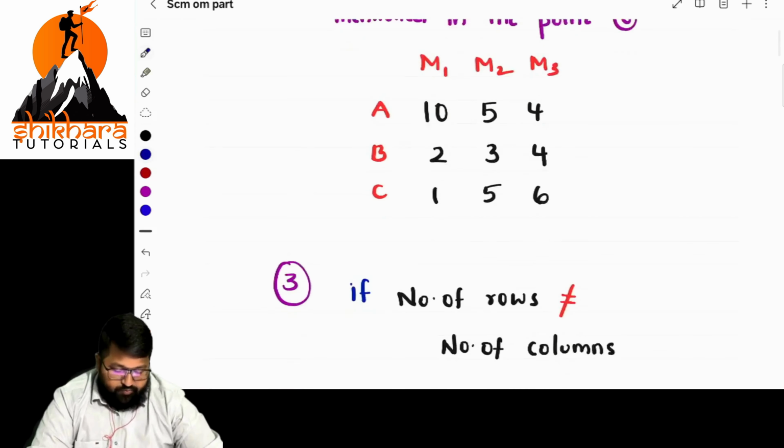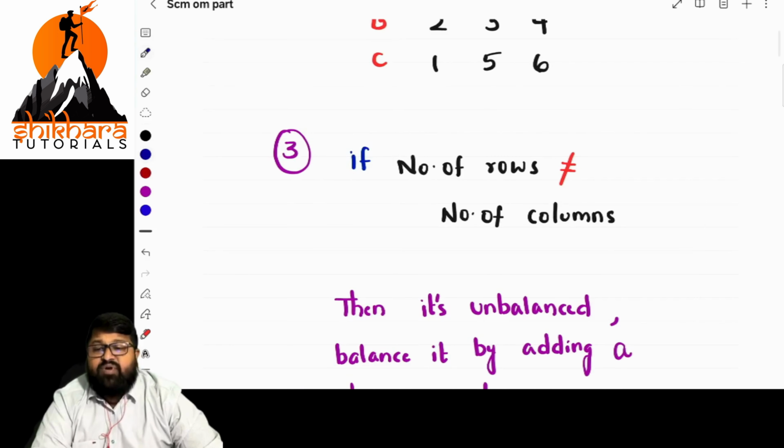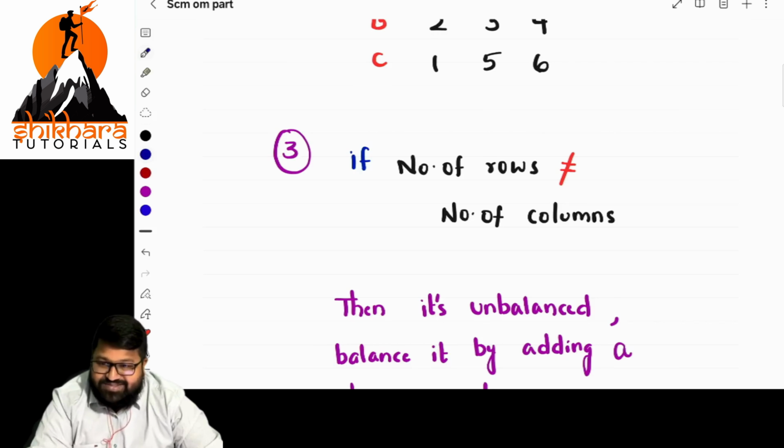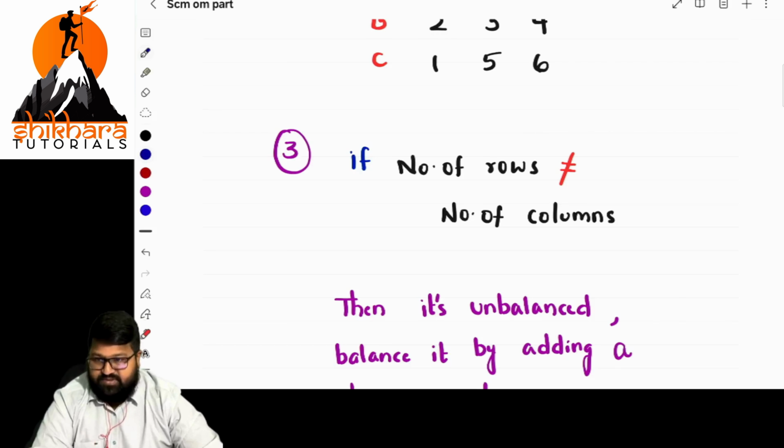Now, what if the number of rows is not equal to the number of columns? If it is okay, fine, and we have gone through the check of the minimization model, then it is fine. We will go with the steps. But what if the number of rows is not equal to the number of columns? What should we do, ma? We need to balance it, by adding either a dummy row or a dummy column.